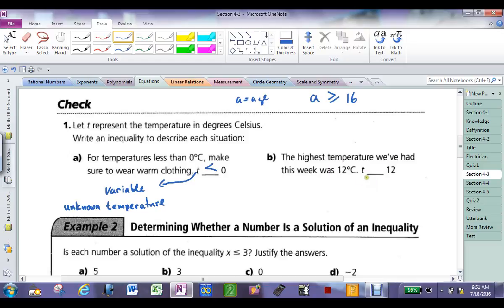What about this one? Less than or equal to 12. But how can it be less than 12? Dylan, the question clearly says the highest temperature we've had this week. So why wouldn't it be greater than? Because 12 is the highest. All the unknown temperatures had to be lower than 12. Got it? Good.